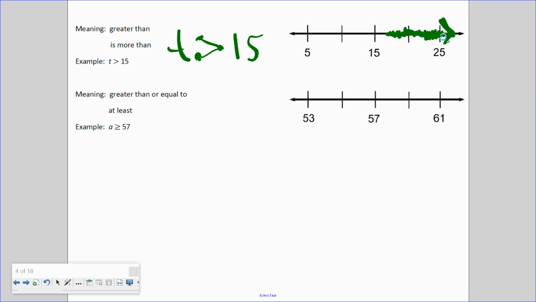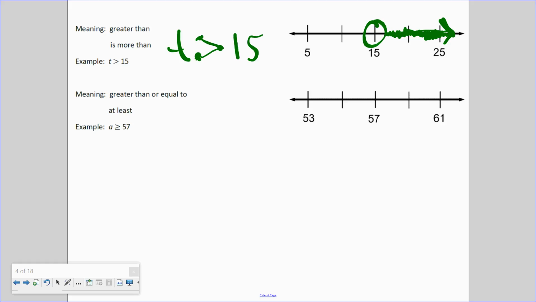Would it include 15 or not? T is more than 15. So 50, not 15, but it could be 15 and 1/10. So it's an open dot showing that it has to be numbers that are larger than 15.